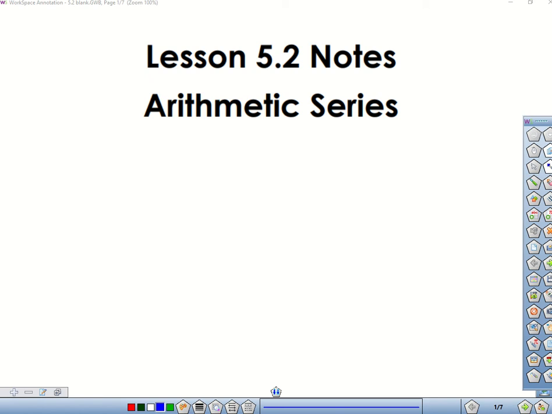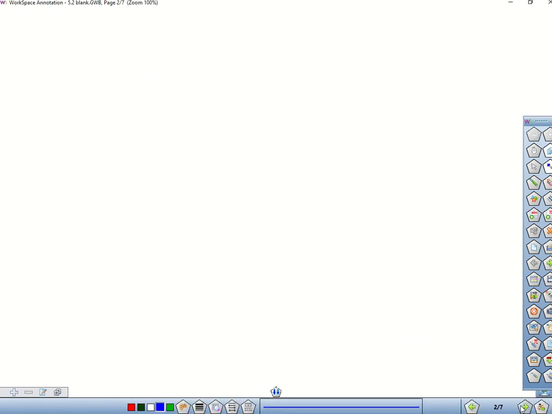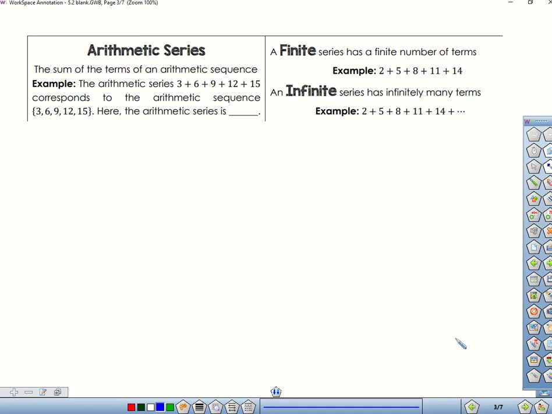Alright, so today's lesson 5.2, which is Arithmetic Series. So, let's zoom in here.